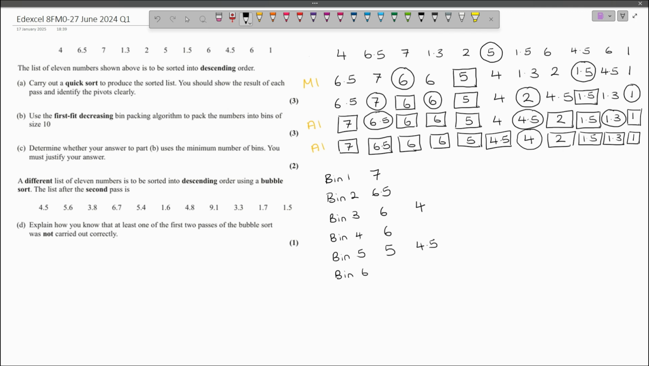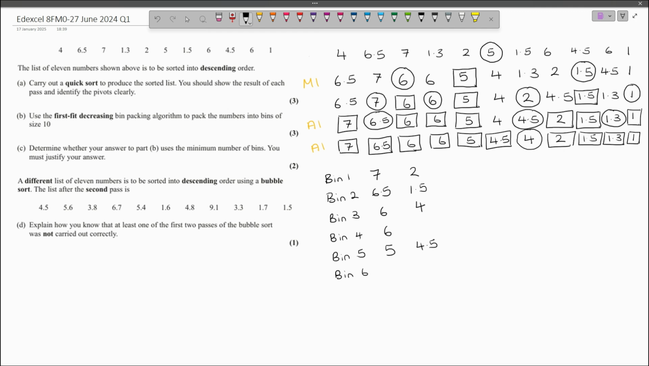2 can actually fit into bin 1, so I'm going to put 2 into bin 1. 1.5 cannot fit into bin 1, there's only a size of 1 remaining in bin 1. But it can fit into bin 2, so that's where I'm going to place it.